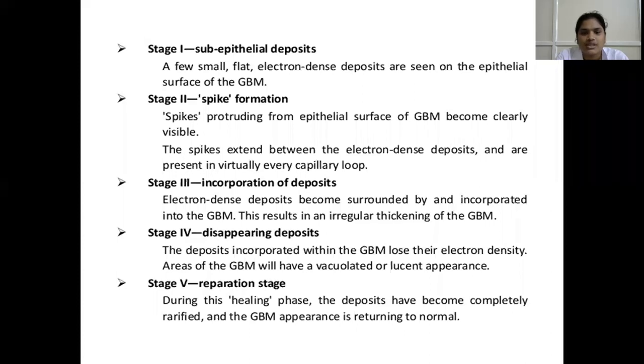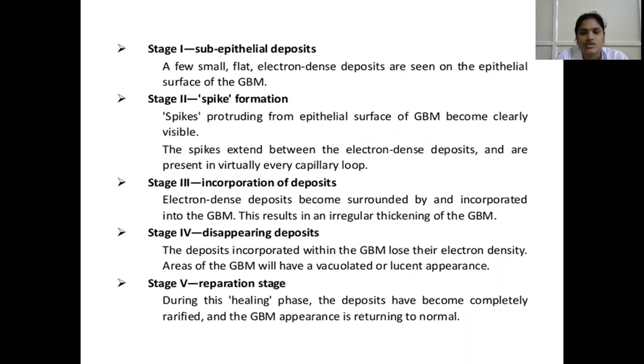And stage 3 is the incorporation of the deposits, and this results in irregular thickening of the basement membrane. That is, the electron dense deposits become surrounded by and incorporated into the basement membrane. So it leads to the irregular thickening of the basement membrane. Then stage 4 is the disappearing of the deposits.